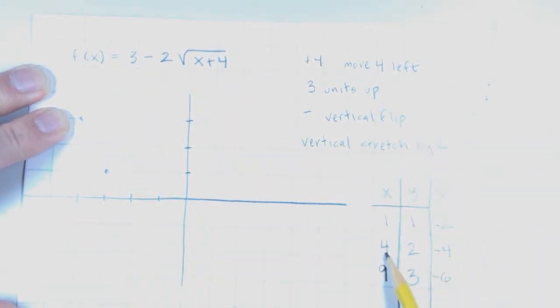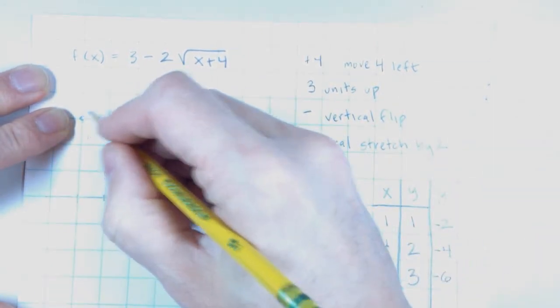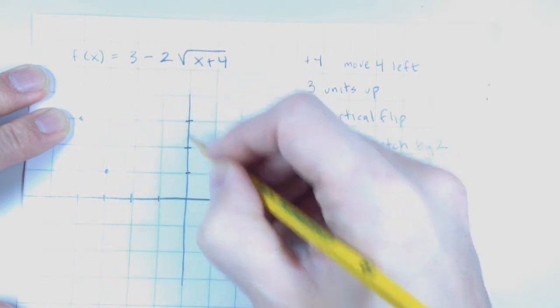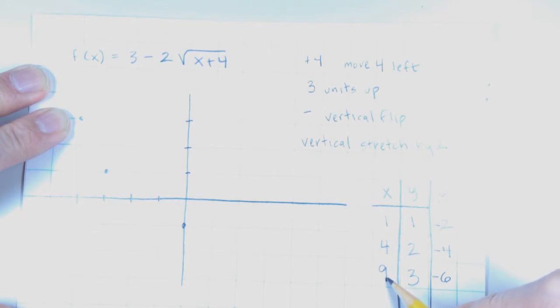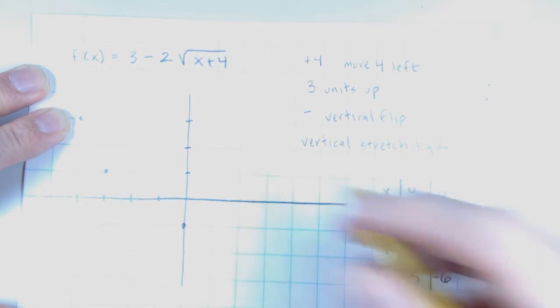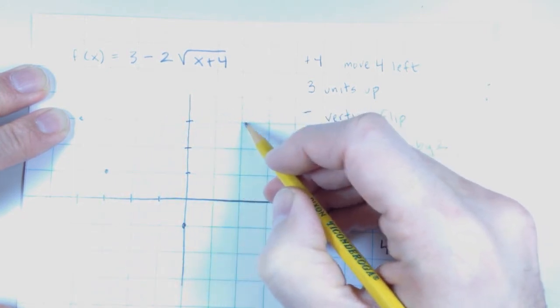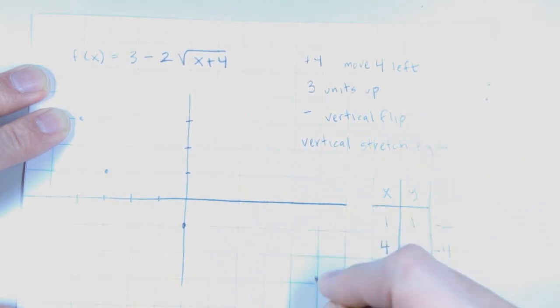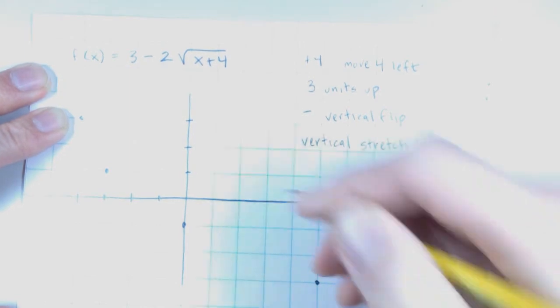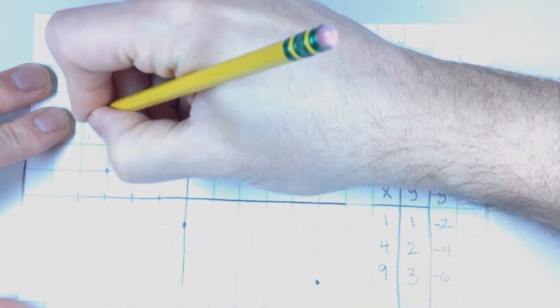I can move right 4 and down 4. 1, 2, 3, 4, and down 4. And I can move right 9 and down 6. 4, 5, 6, 7, 8, 9, and down 2, 4, 6. And then I just work to make a smooth curve.